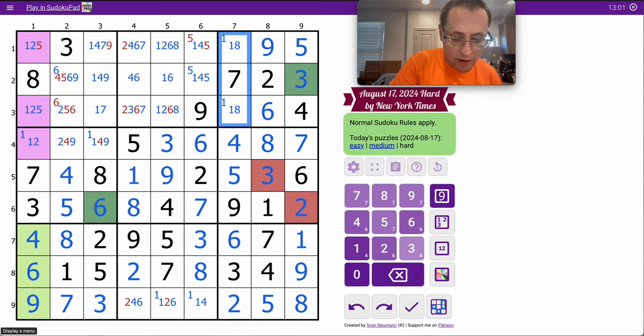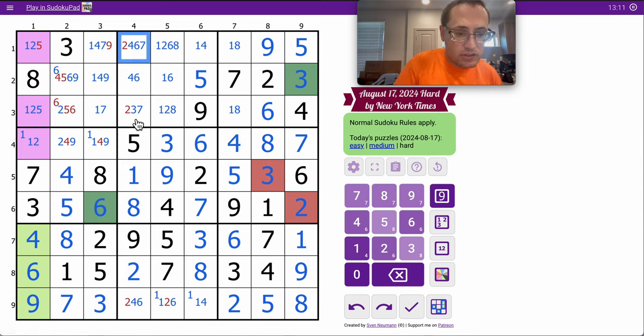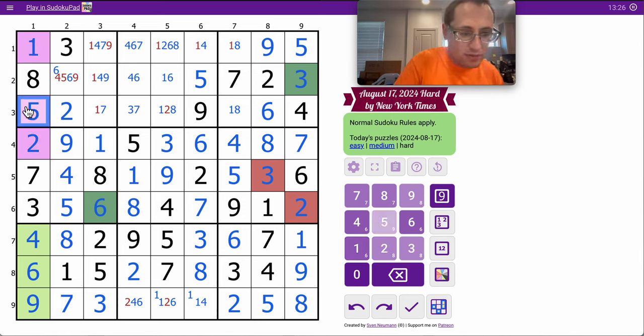Neither of those can be 5. No, that's not 5, so this is. These aren't 6. These aren't 2. Whoops. 4, this is forced to be a 2. So 9, 1, 2 go in that order. 1, 5 end up in this order.